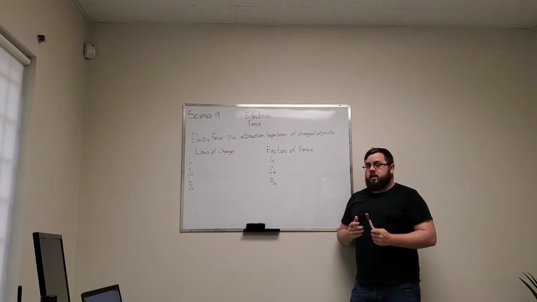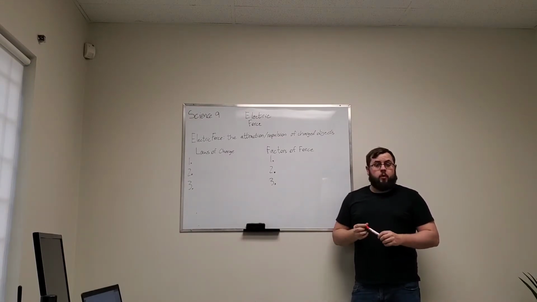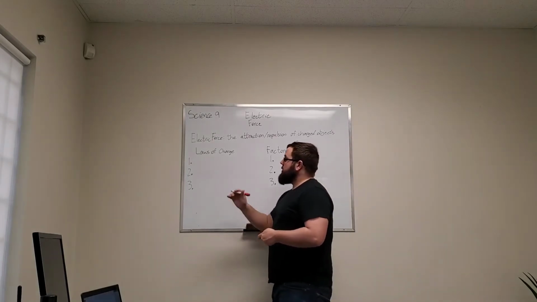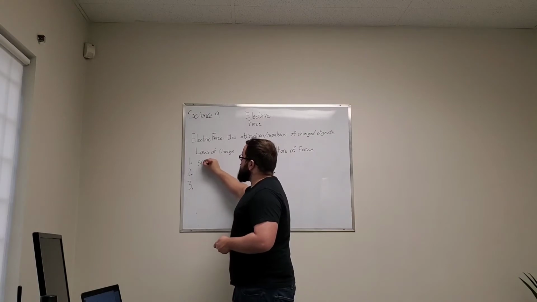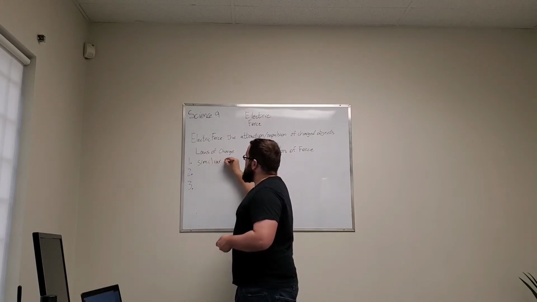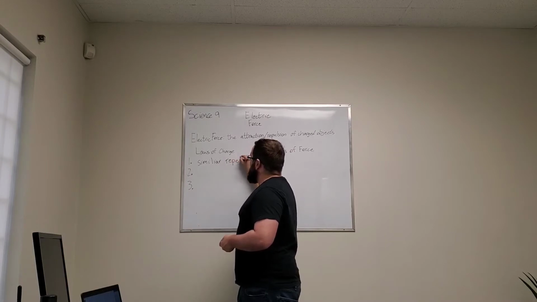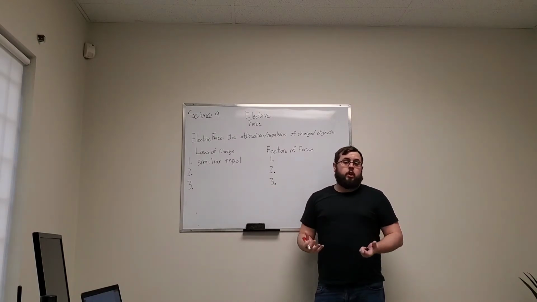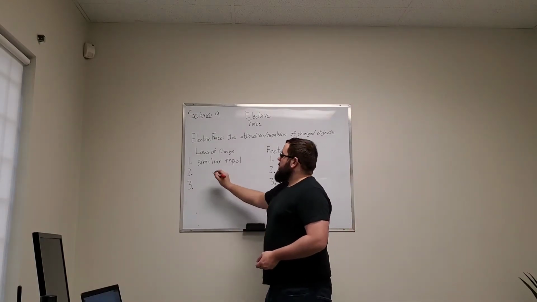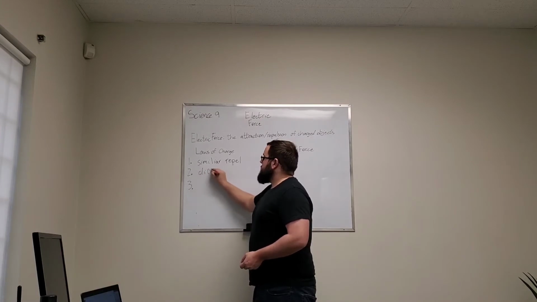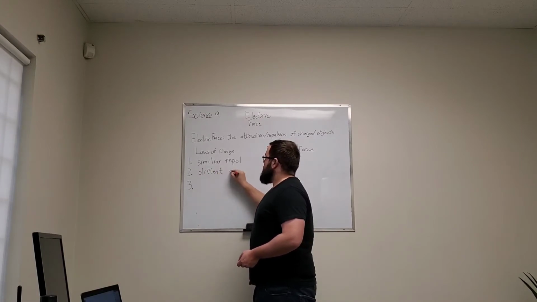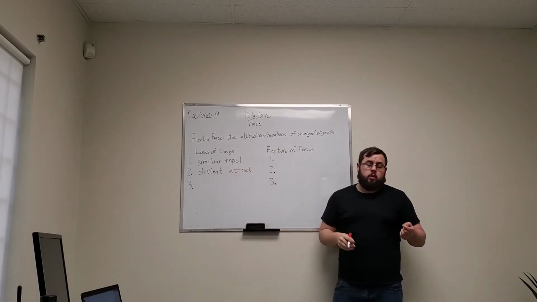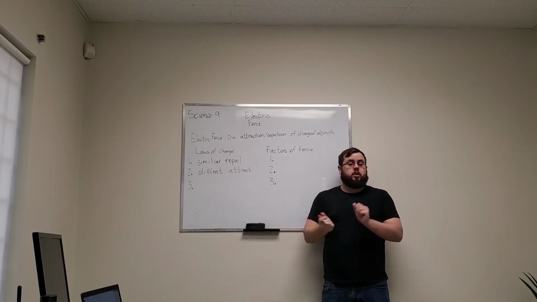You may have heard some of these things used in colloquial terms before, but we can apply them here to charges. So our first law is similar charges repel. So if you have two positively charged objects or two negatively charged objects, they're going to repel. Now, if we have different charges, they attract. So if you have a positively charged object and a negatively charged object, they're going to want to attract together.